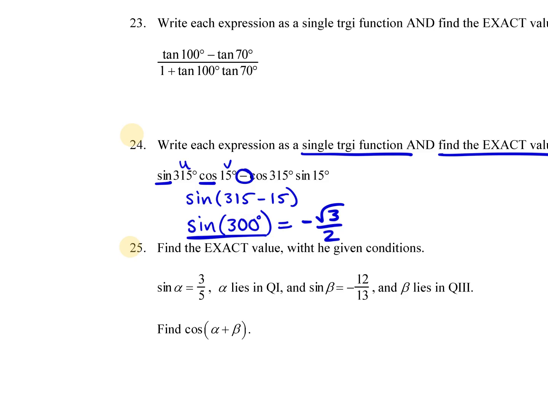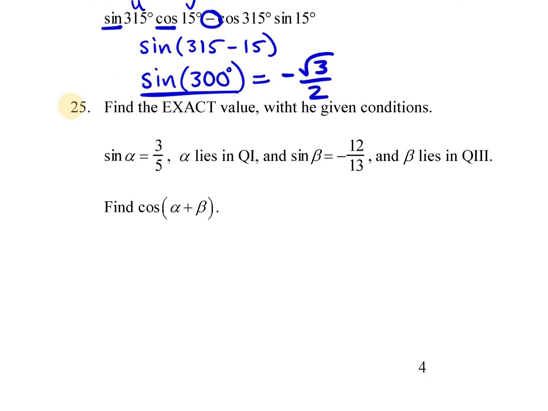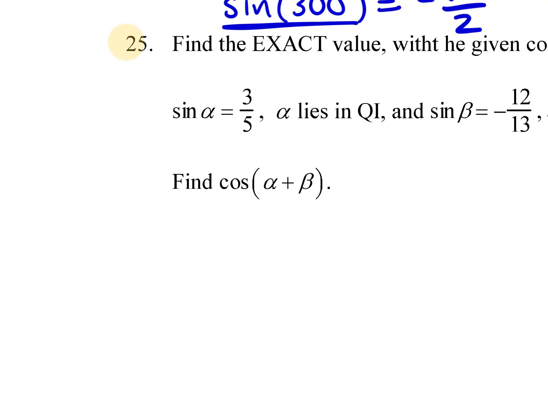All right, last one, let's do 25. So we're going to find the exact value with the given conditions. We're going to find cosine of A plus B. So in the notes we did, this was cosine of U plus V. It's the same thing here, but instead of U and V, it's A and B, or alpha and beta. But we're doing the same thing. So we want to find all of our information for each triangle. We've got two different triangles here. We have an alpha triangle and a beta triangle, an A triangle and a B triangle.